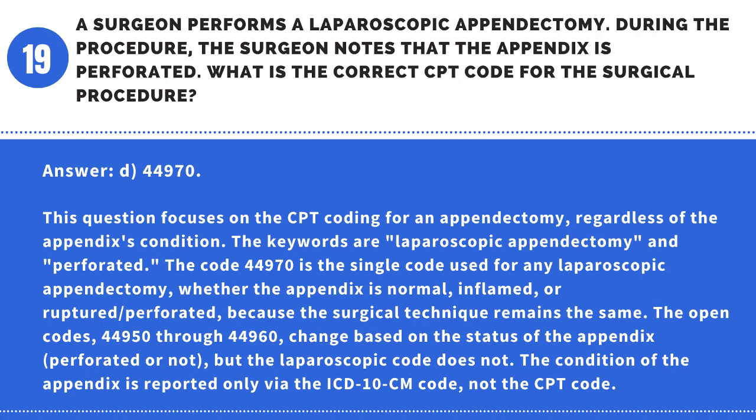44970. This question focuses on the CPT coding for an appendectomy, regardless of the appendix's condition. The keywords are laparoscopic appendectomy and perforated. The code 44970 is the single code used for any laparoscopic appendectomy, whether the appendix is normal, inflamed, or ruptured or perforated, because the surgical technique remains the same. The open codes, 44950 through 44960, change based on the status of the appendix, perforated or not, but the laparoscopic code does not. The condition of the appendix is reported only via the ICD-10-CM code, not the CPT code.